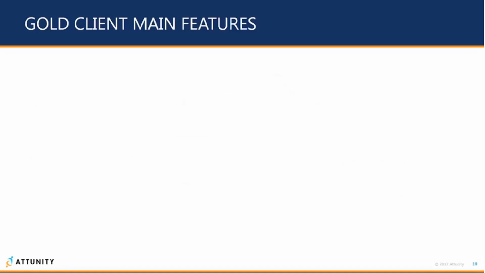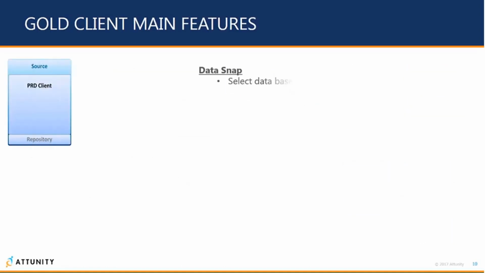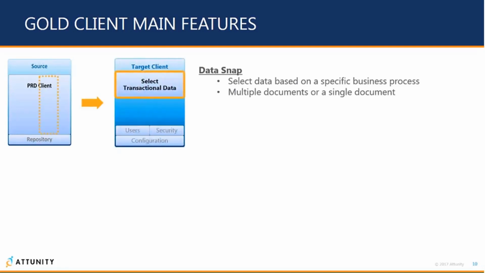So what are the main features of Gold Client? Well, we have the ability to copy any data from your production system using two main methods. The first one is DataSnap, which is business process driven. By this, I mean if you had, as an example, a development project in your sales SD area of SAP, you can go into DataSnap and say, give me all of the open undelivered sales orders from last week. You don't need to build any scenarios to do this.